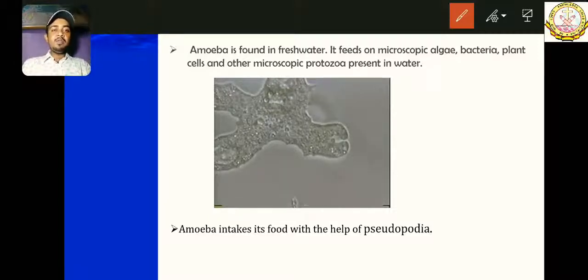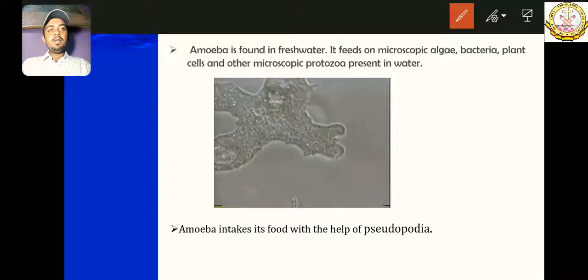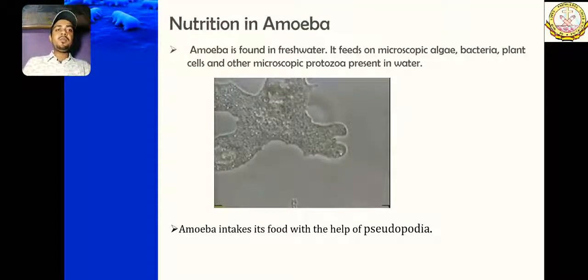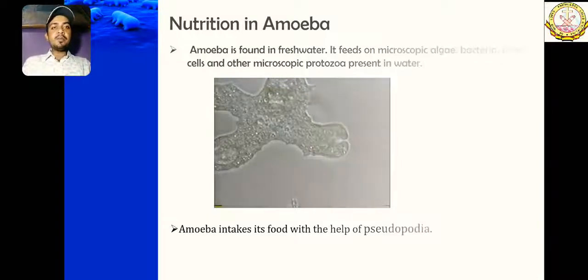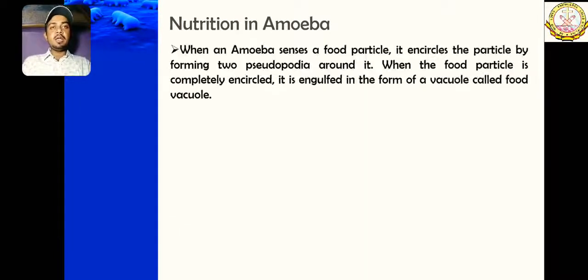Amoeba intakes its food with the help of pseudopodia. I hope this is clear. How is ingestion happening here? Let's understand different aspects of digestion in detail. When an amoeba senses a food particle, it encircles the particle by forming two pseudopodia around it. When the food particle is completely encircled, it is engulfed in the form of a vacuole called food vacuole.